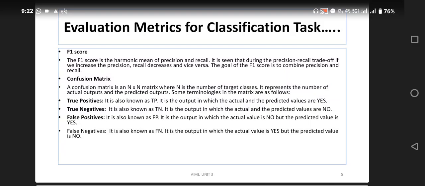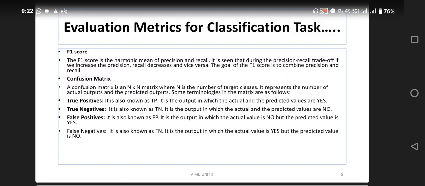What is meant by confusion matrix? Confusion matrix is an n-cross-n matrix where n is the number of target classes. It represents the number of actual outputs and the predicted outputs. Some of the terminologies used in confusion matrix are true positive, also represented as TP. It is the output in which actual and predicted values are yes. True negative, represented as TN. It is the output in which the actual and predicted values are no.